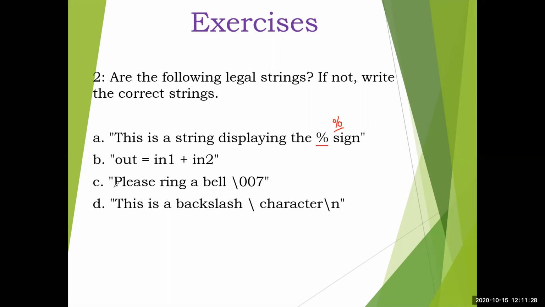Okay, then you have out is equal to in1 plus in2, so there is no mistake here, so we can say it is right. Okay, then please ring a bell 007. So one slash has come, so it does not have any meaning, so just as a character it will be displayed. So here also I don't find any mistakes. If you find any mistakes, you can clarify with the concepts you have learned.